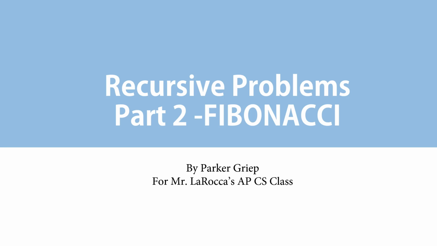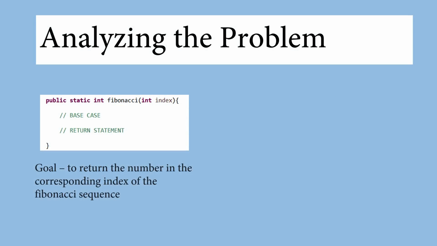I'll be going over what the problem is and how to solve it. In this problem, we're given a static method called Fibonacci, and our goal is to return the number at the corresponding index of the Fibonacci sequence. Well, what is the Fibonacci sequence?